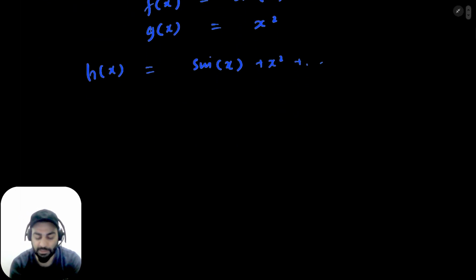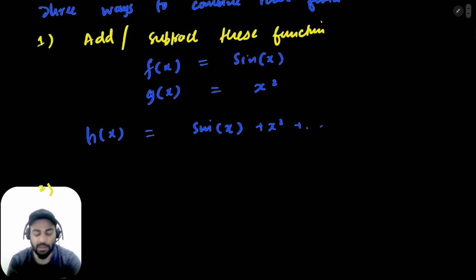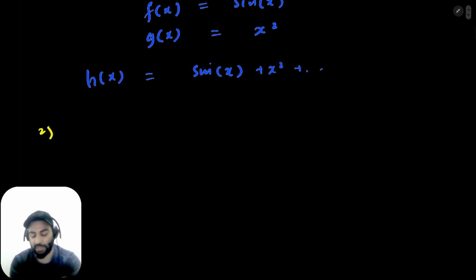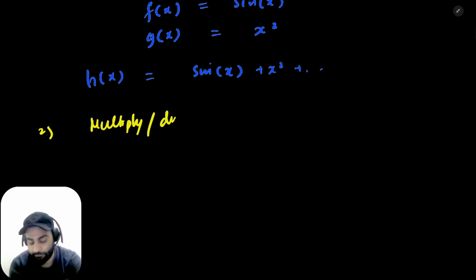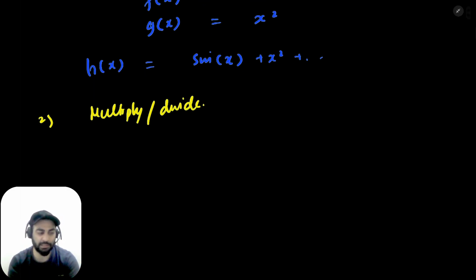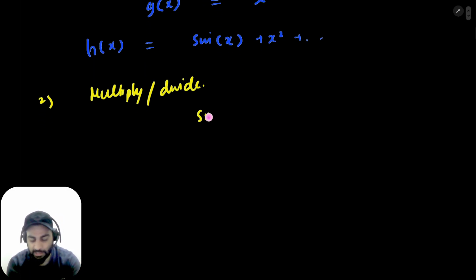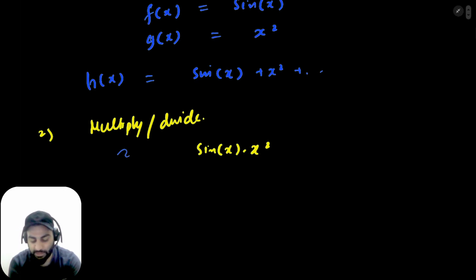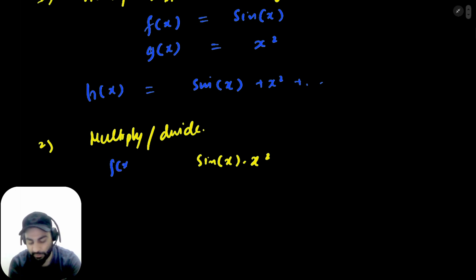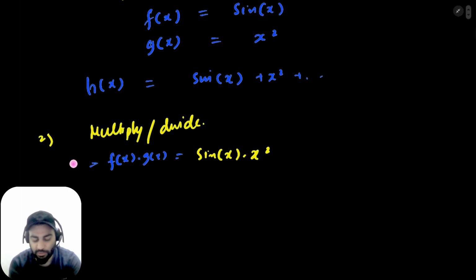In a similar fashion, the second thing is that we can have the division or multiplication of these functions. We can multiply or divide in a similar fashion. So we can have sine x multiplied by x square. This is basically f of x multiplied by g of x, and let's call it some h of x.